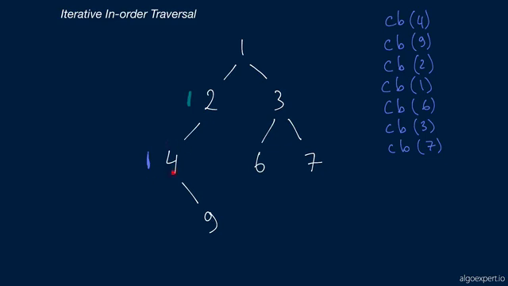Where do we go from this 4? Well, what is our previous node? Our previous node is 2, right? This green thing.